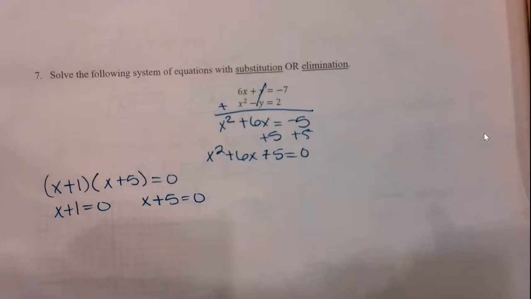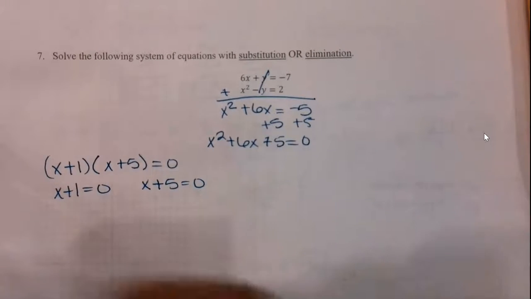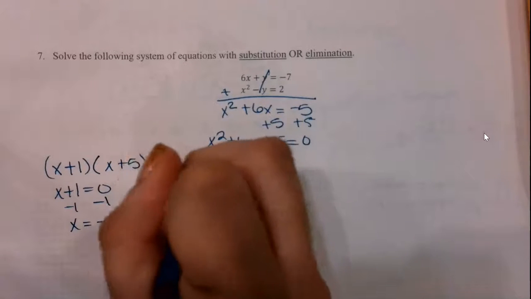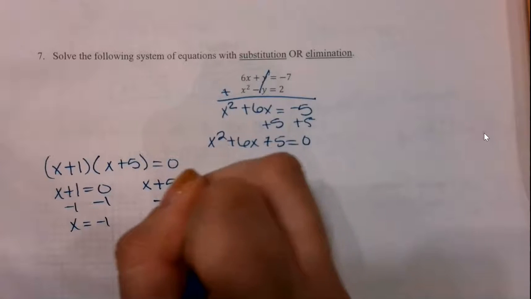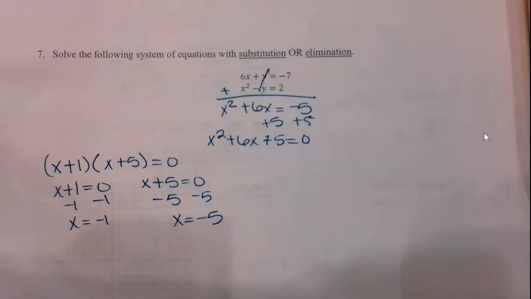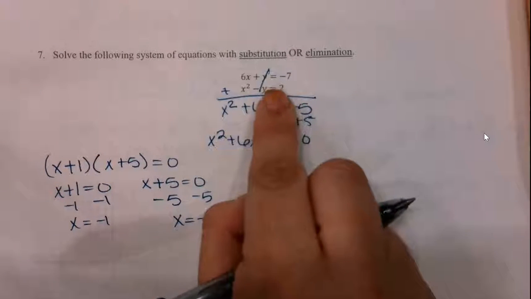I have x plus 1 equals 0, and x plus 5 equals 0. Then I solve each equation. I get x equals negative 1, and x equals negative 5. I am not done, because I need to get coordinate points as a solution to my system, because I had x and y show up.